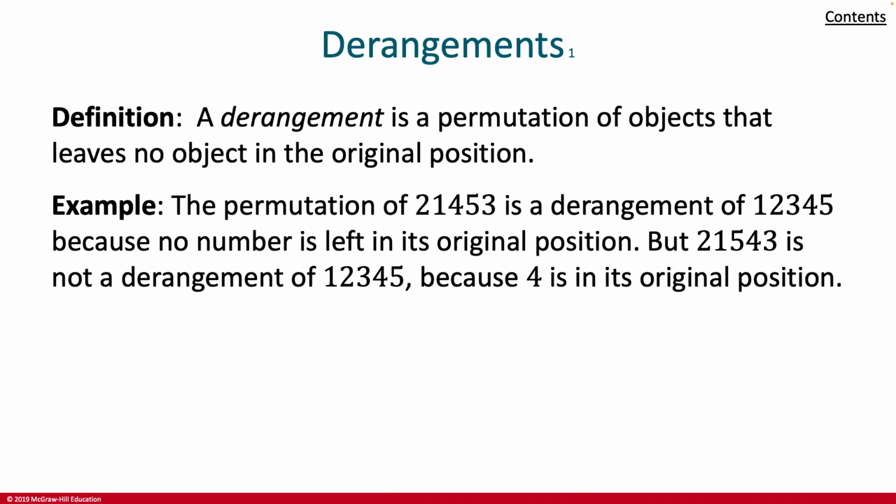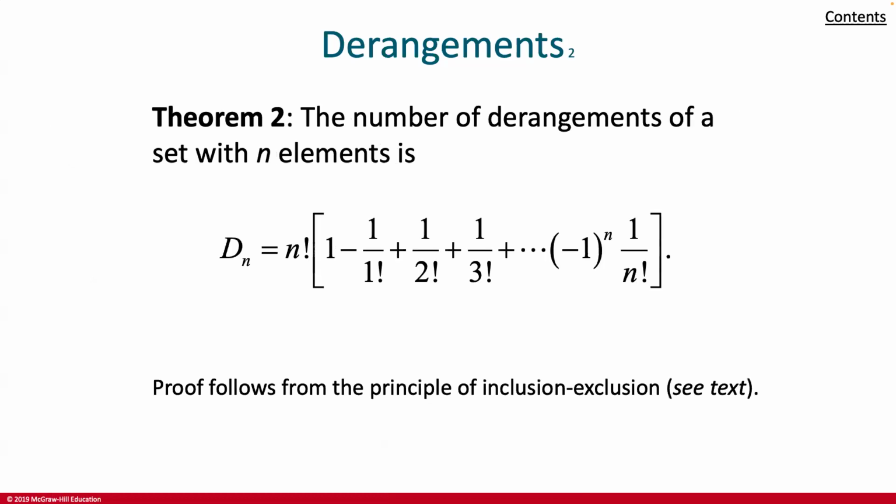Derangement. A derangement is a permutation of objects that leaves no object in its original position. So we have this value is a derangement of 1, 2, 3, 4, 5 because no number is left in the original position. But 2, 1, 5, 4, 3 is not a derangement of 1, 2, 3, 4, 5 because 4 stays in the same position. So the number of derangements of a set with n elements is what we have laid out here. And you can see the text for the solution.